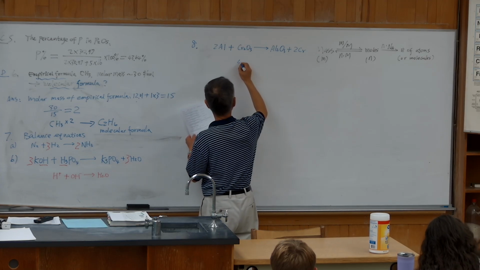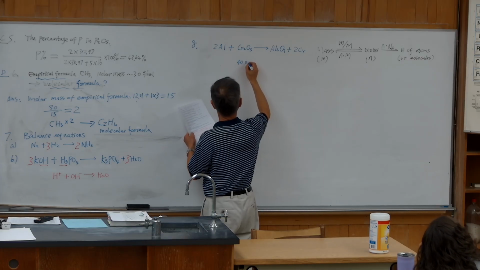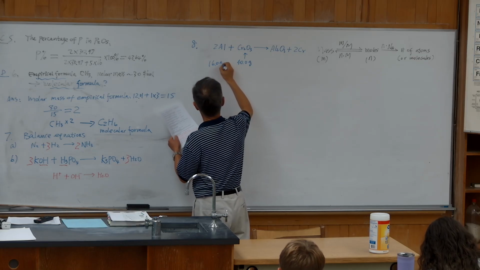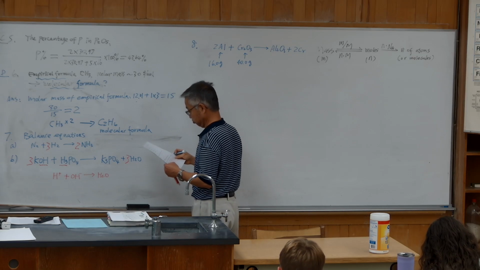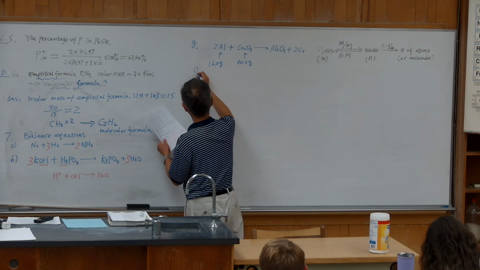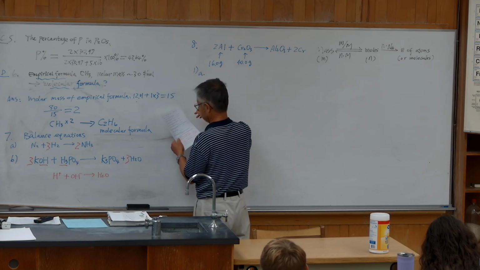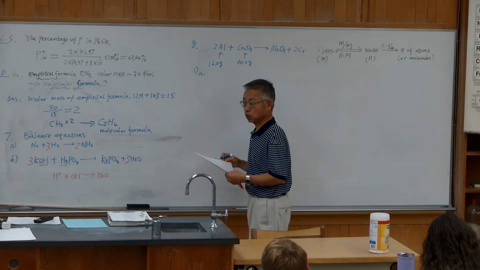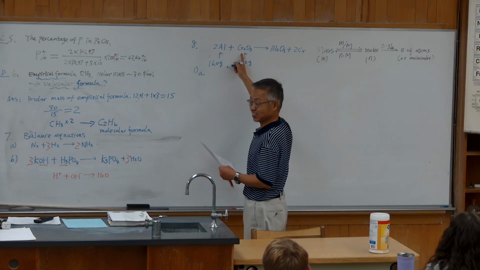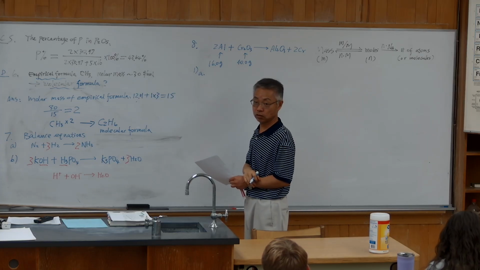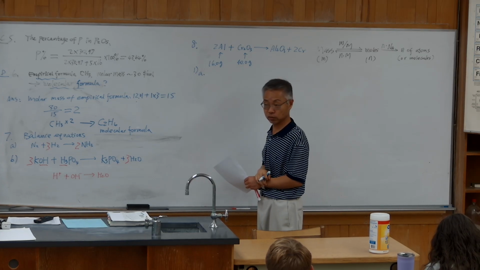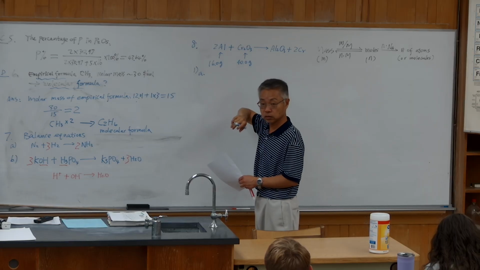We mix 40 grams of Cr2O3 with 16 grams of Al. It asks you which one is the limiting reagent. Of course, it is one of these, right? You need to figure out which one. The limiting reagent is always a reactant, cannot be a product, always on the left side.